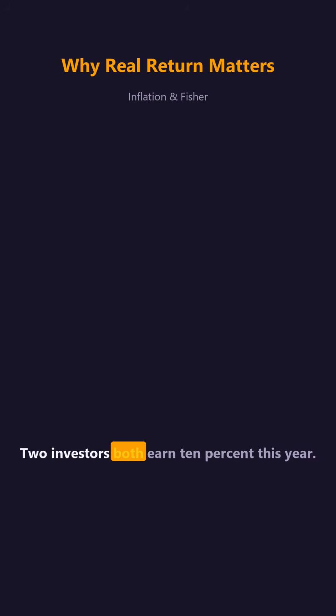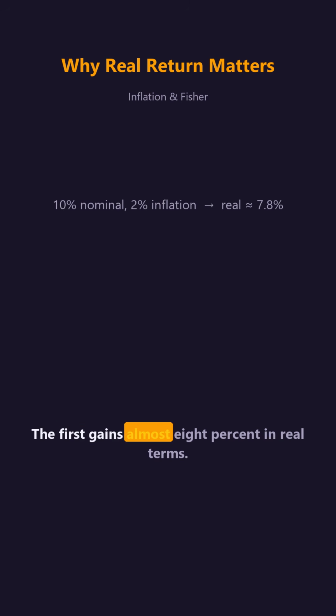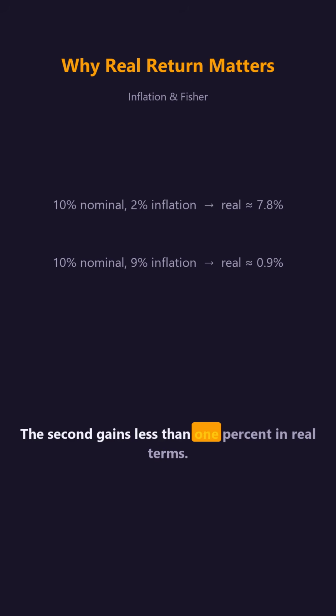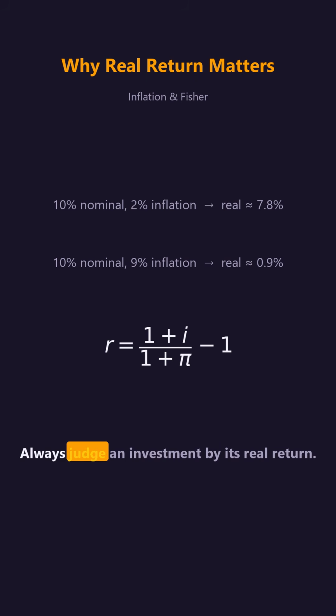Two investors both earn 10% this year. But one lives with 2% inflation, the other with 9%. The first gains almost 8% in real terms. The second gains less than 1% in real terms. Same nominal return, very different real wealth. Always judge an investment by its real return.